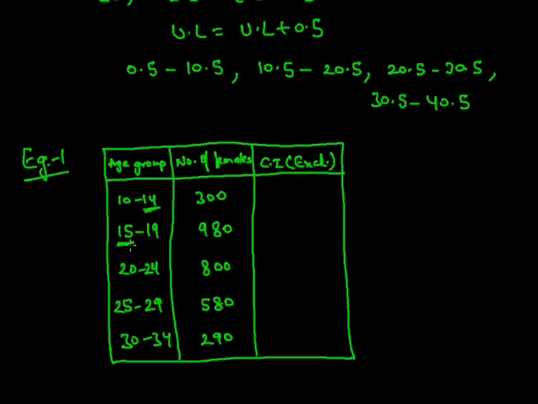So we'll get again 0.5, and now we need to subtract 0.5 from the lower limit, and we need to add 0.5 to the upper limit. So if we subtract 0.5 from 10, we'll get 9.5, and if we add 0.5 to 14, we'll get 14.5. Now again, same procedure in the next step, or next class interval.